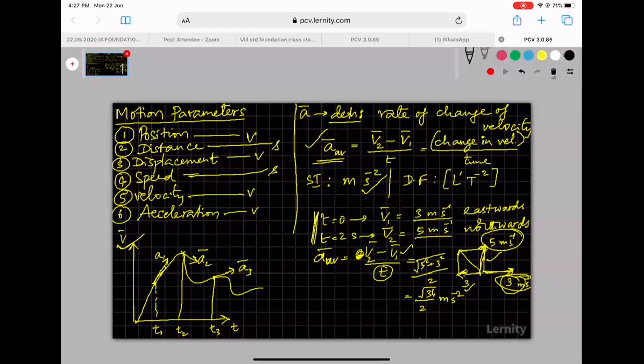Understood? If you want to use vectors also, it's all fine. 5 j cap. This is j cap. This is i cap. So subtract it from this: 5 j cap minus 3 i cap. Whatever is the magnitude of this is the change in velocity, and time taken is 2. So that many meters per second square is the average acceleration.